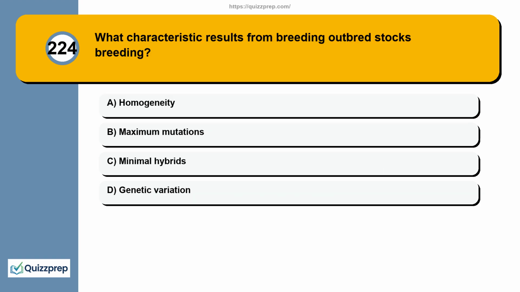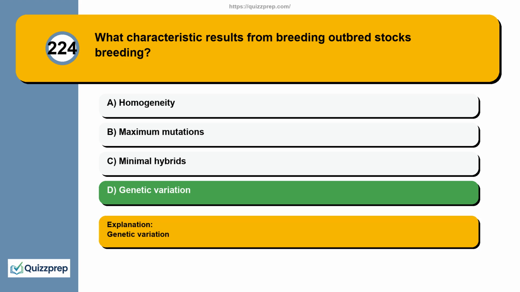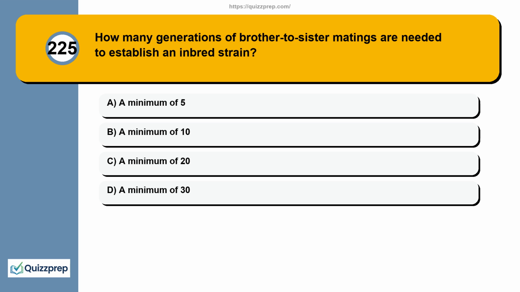Question 224. What characteristic results from breeding outbred stocks? Option A. Homogeneity. Option B. Maximum mutations. Option C. Minimal hybrids. Option D. Genetic variation. The correct answer is option D. Genetic variation.